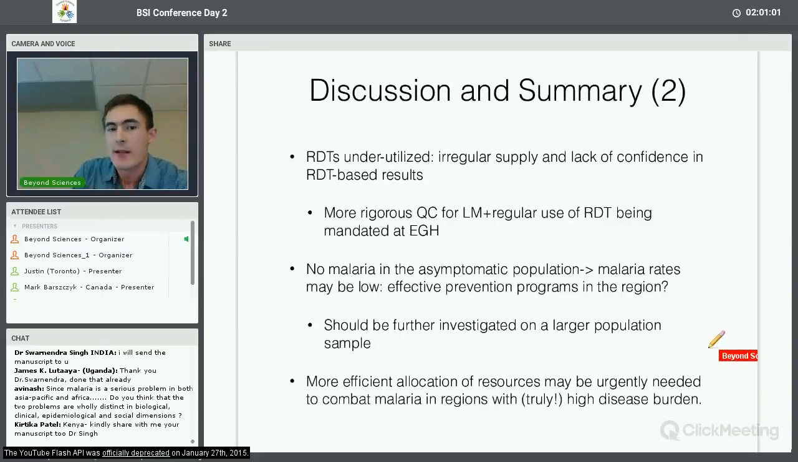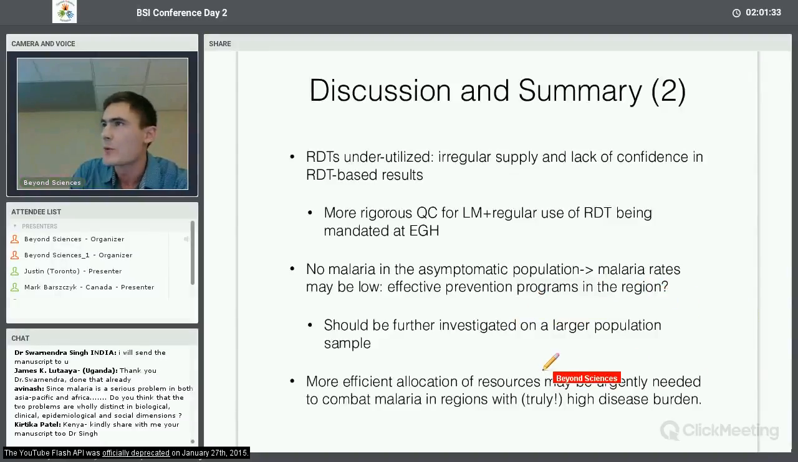Another point to make is that we found that rapid diagnostic tests were underutilized by the hospital, mainly due to irregular supply, but also due to lack of confidence in RDT-based results. And we're working with the hospital currently, and I believe that more rigorous quality control for light microscopy and rapid diagnostic use are being or have been mandated at the hospital. No malaria in the asymptomatic population was found, so probably the rates are low in the region.